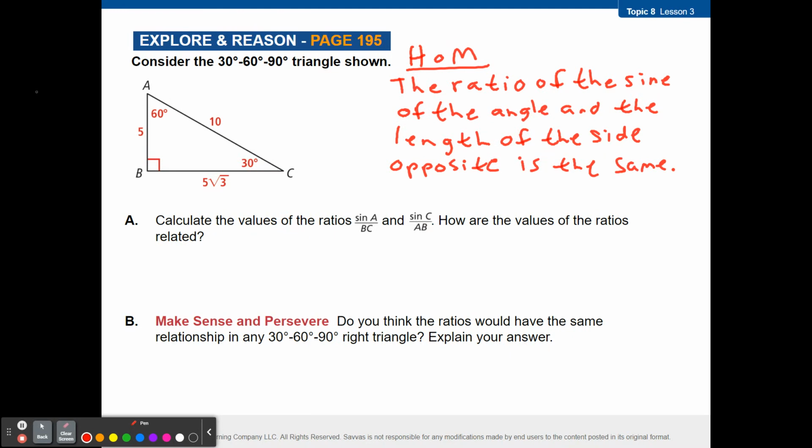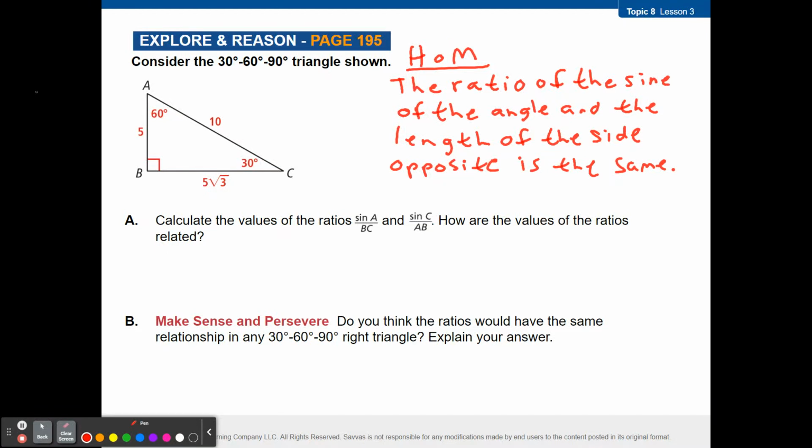Who's got it? What's going on with sine A over BC and sine C over AB? Emma? Sine A over BC is 0.3 and sine C over AB is 0.1. What'd you get for the first one? 0.3. Did you put parentheses around the 5 and 3? No. Try in your calculator again.